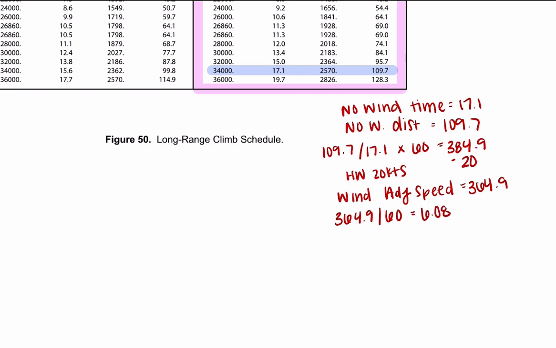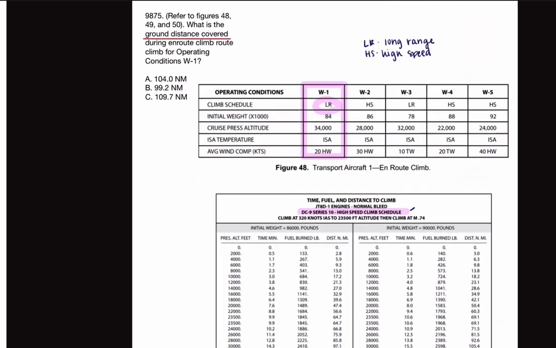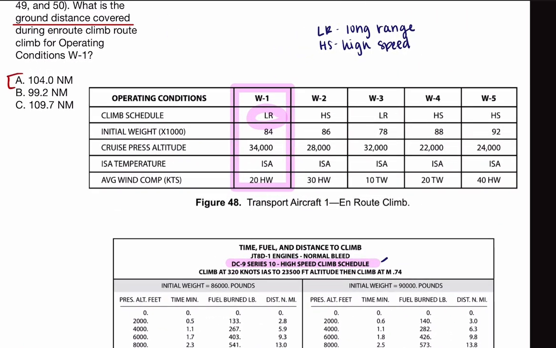We're then going to multiply that times the no wind time from up here. So 6.08 times 17.1. And when we multiply that together, we get 103.9. That's how far we're traveling within 17.1 minutes. So this is our wind adjusted distance. And when we look at our answer choices, there's only one that's going to make sense with that, and that one is 104 nautical miles.